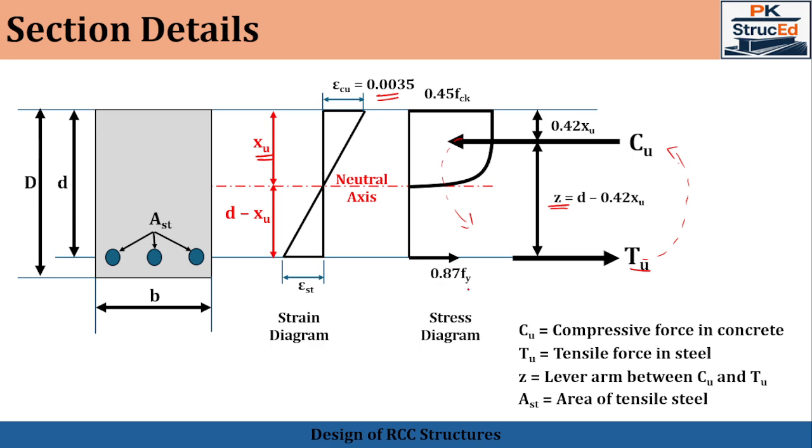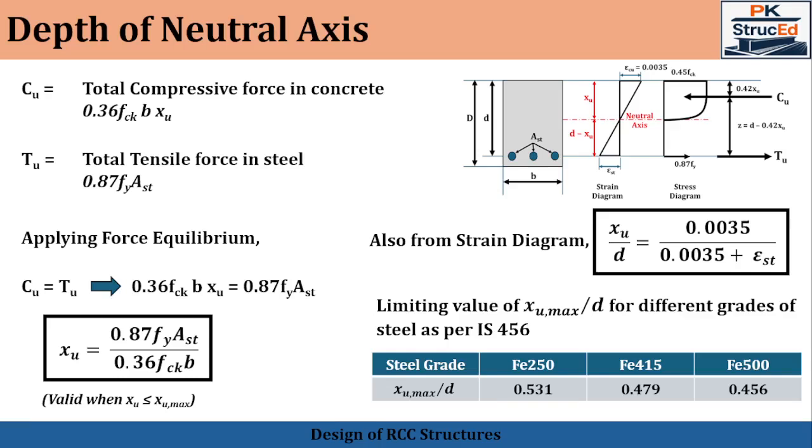And for the total tensile force, the tensile stress is 0.87 Fy. So after dividing the characteristic strength with the partial safety factor of the steel of 1.15, you will be getting this one, 0.87 Fy.